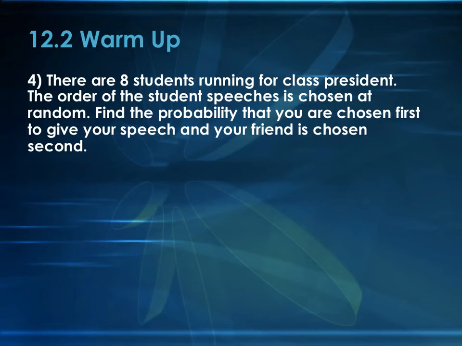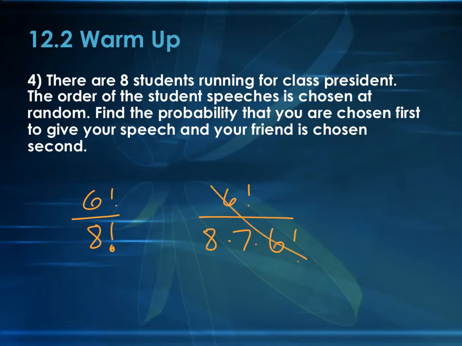Okay. Number 4 says, there are 8 students running for class president. The order of student speeches is chosen at random. Find the probability that you are chosen first to give your speech and your friend is chosen second. So what would be the order overall, the different possibilities on the bottom? 8 factorial, okay? But in the top we're saying how many slots are already filled? 2, which means there are 6 left. Good. So 6 factorial over 8 times 7 times 6 factorial, and I get 1 over 56.